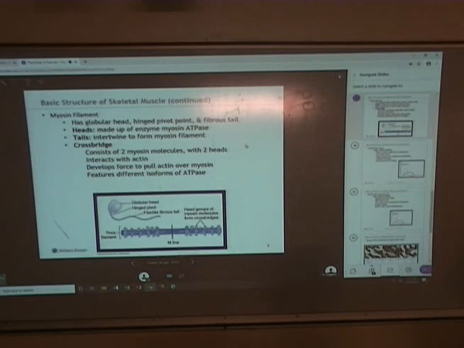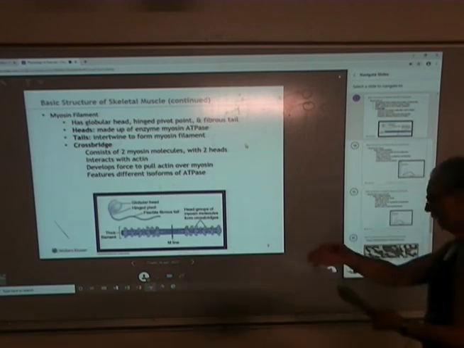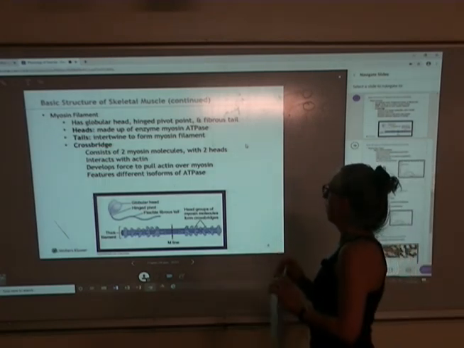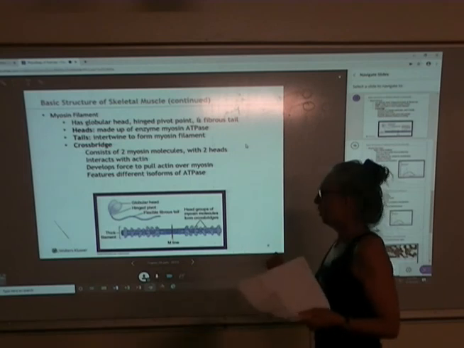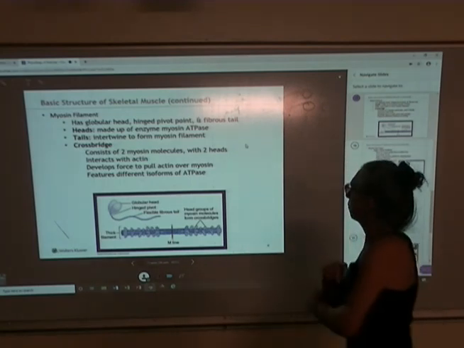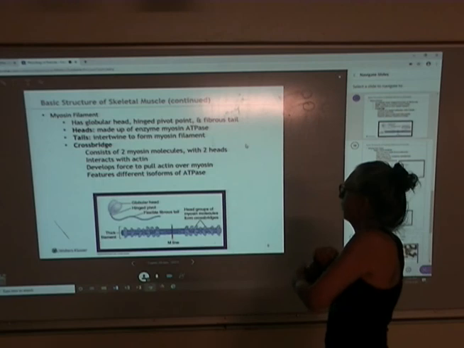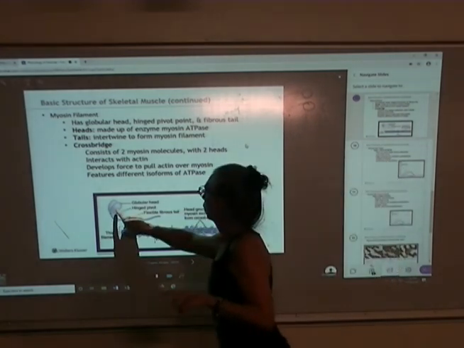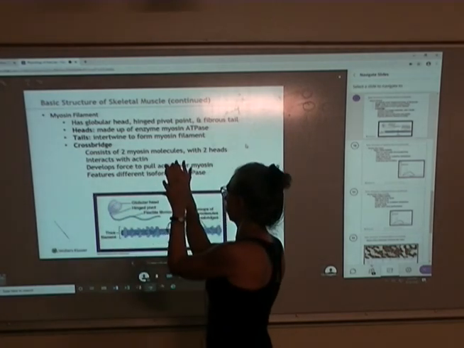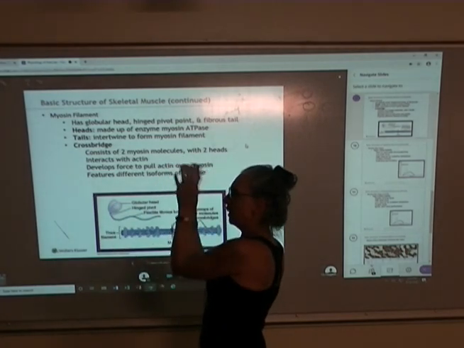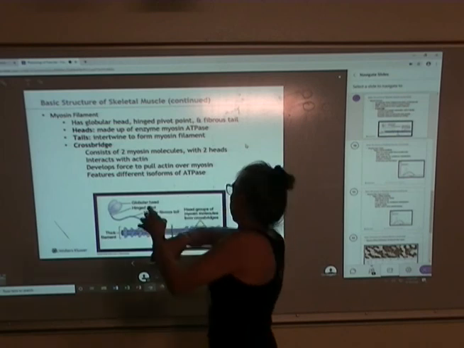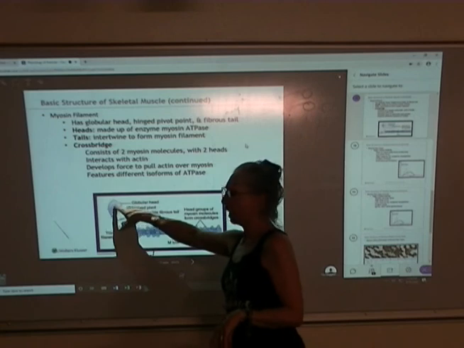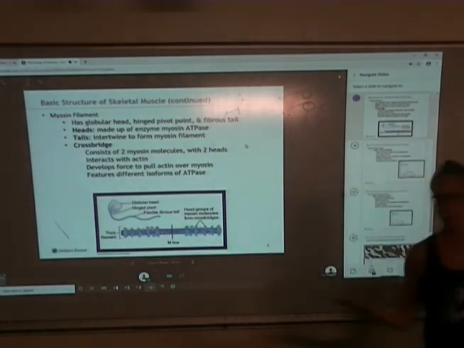Okay. So the myosin filament is sometimes called the thick filament. All right. And it's a really interesting protein. It's made up actually of protein and ATPase. So it's got this kind of globular double head on it, attached to a hinge joint, and then to a big, long, fibrous tail. Looks a little bit like a tadpole or a sperm, right?